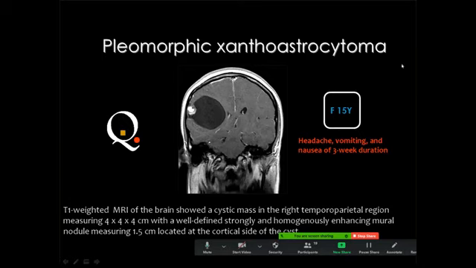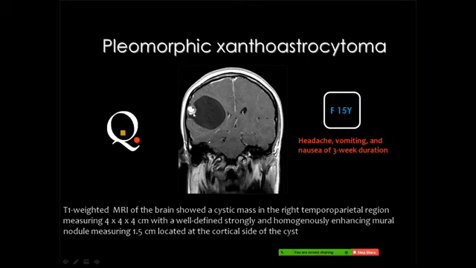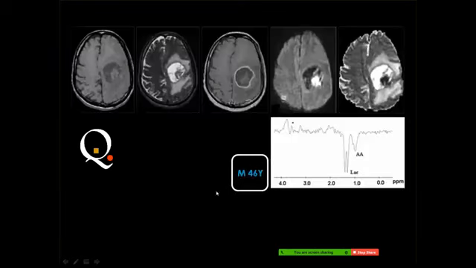This is a good diagnosis because of the cystic lesion with an enhancing mural nodule, and the nodule is peripherally located.